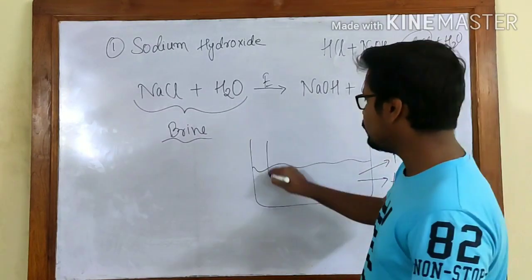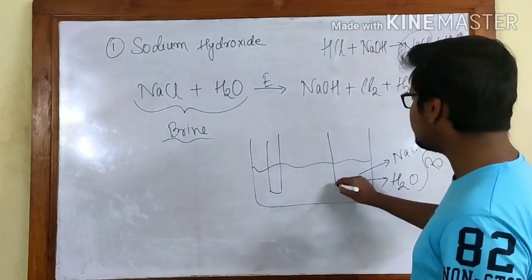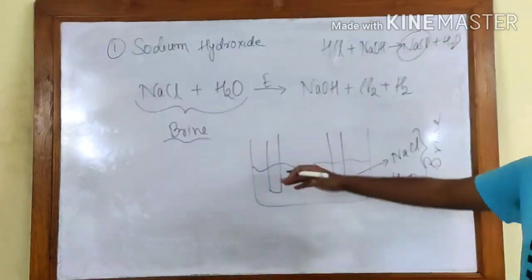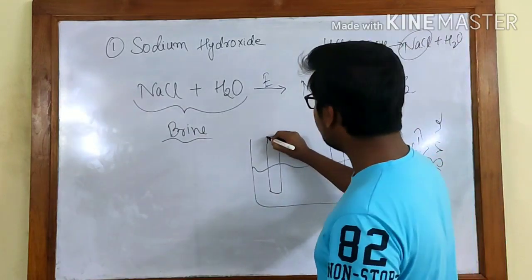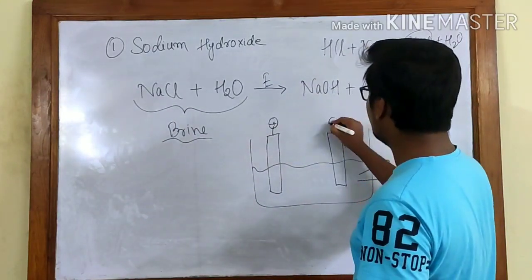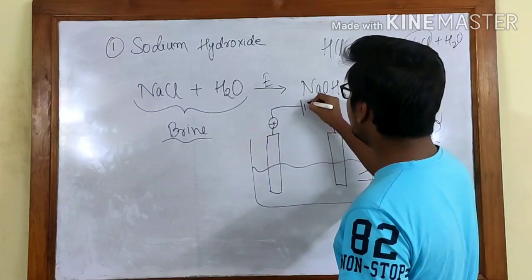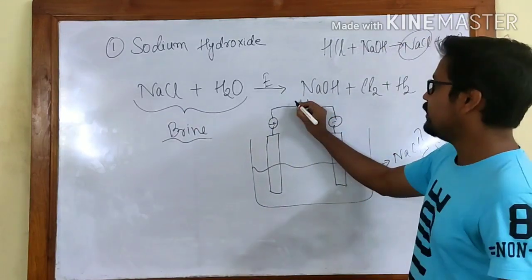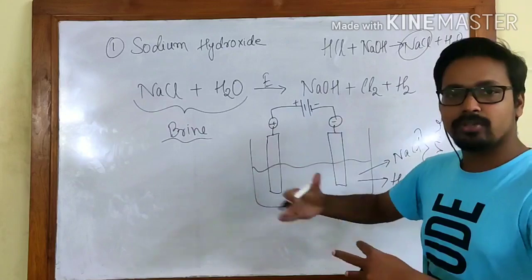So in the brine solution we will be having electrodes. Electrodes means metals through which we will be passing electricity. So one of them is going to be positively charged and the other is going to be negatively charged, and they are going to be connected to some battery. So these things you will understand after you study chapter 12.